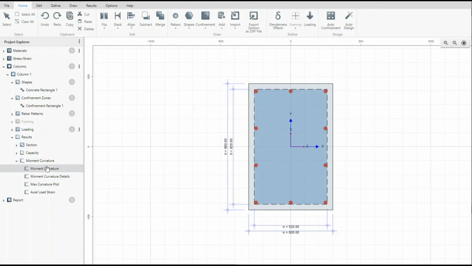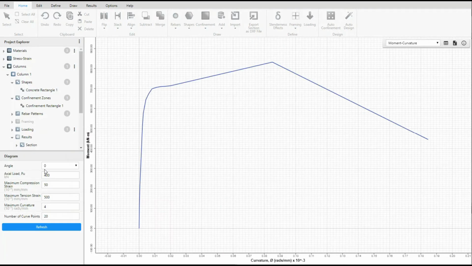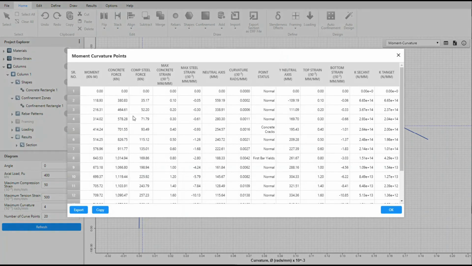So you can see here that there are many things that you can do about the moment curvature. The first one is that you can plot the moment curvature curve itself, and along the curve you can see the status of the point, as I mentioned in our discussion. And you can measure these quantities, and it will also give you the basic quantities, for example, the strain, the stiffness and other things in a tabular form.